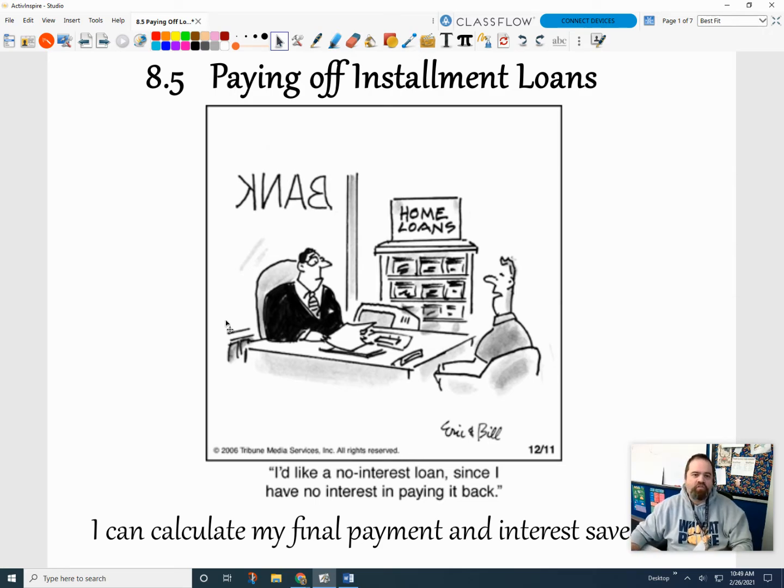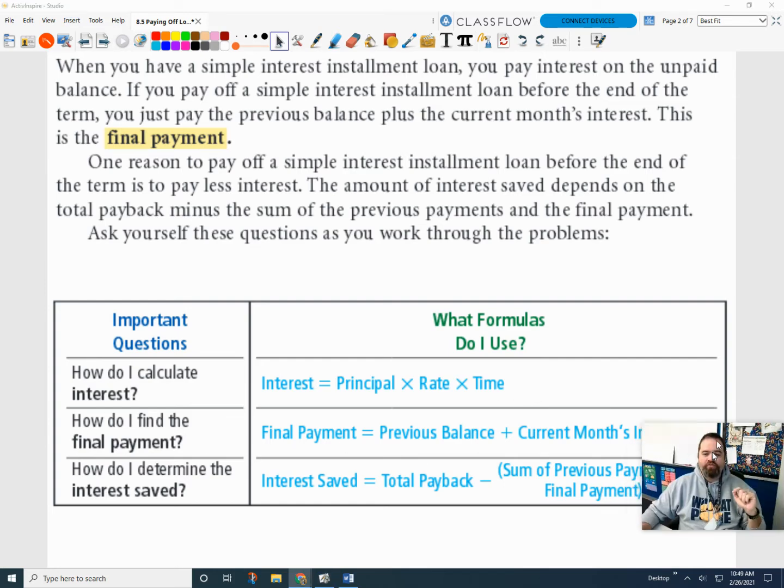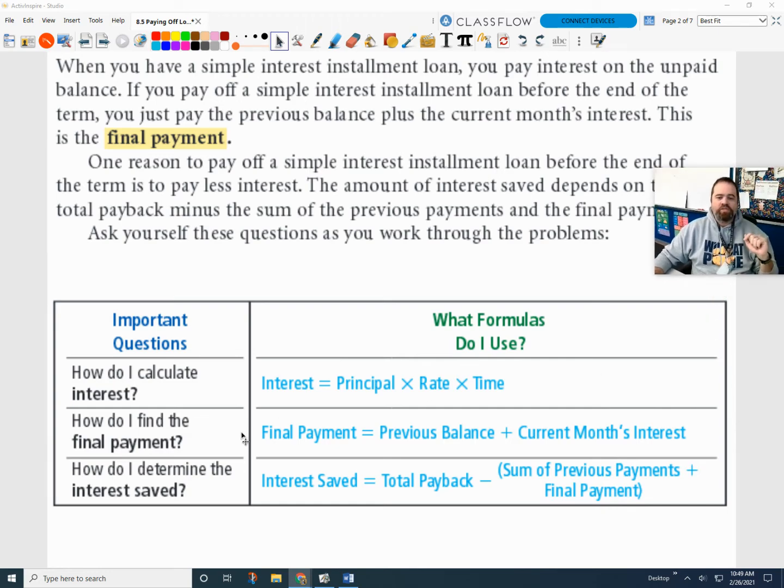Part of this is going to look familiar if you did that previous lesson. You have to be able to calculate 1 month's worth of interest. We'll walk through that as an example. You've got to be able to calculate the final payment. Well, the final payment is going to be whatever your previous balance was on your statement plus the interest that you just calculated. Now, here's the last part that's new.